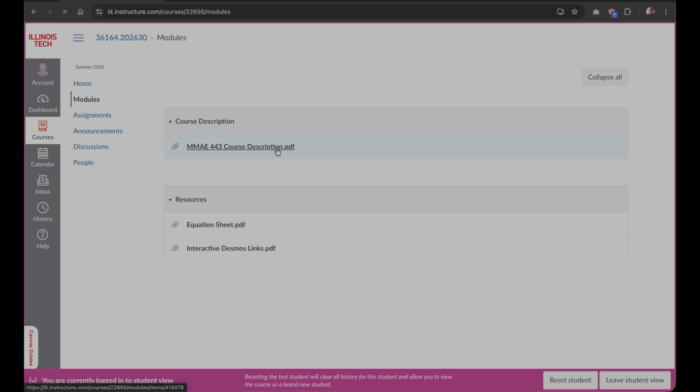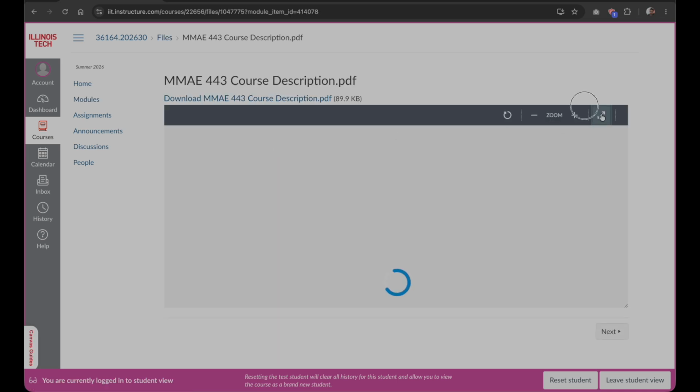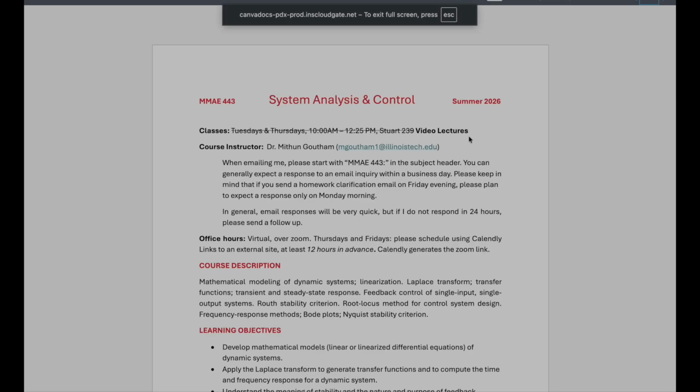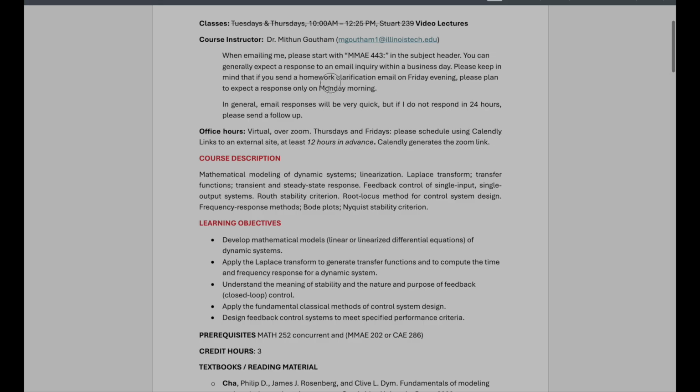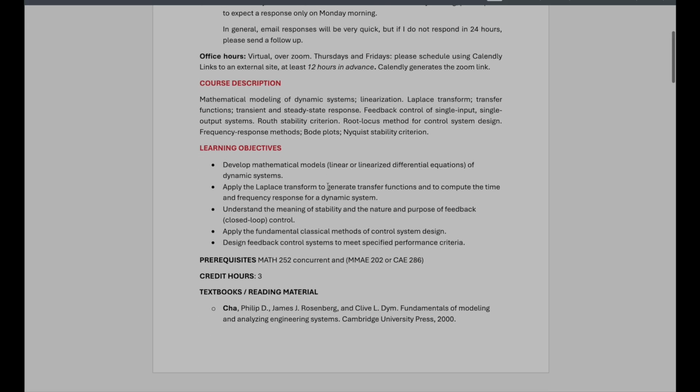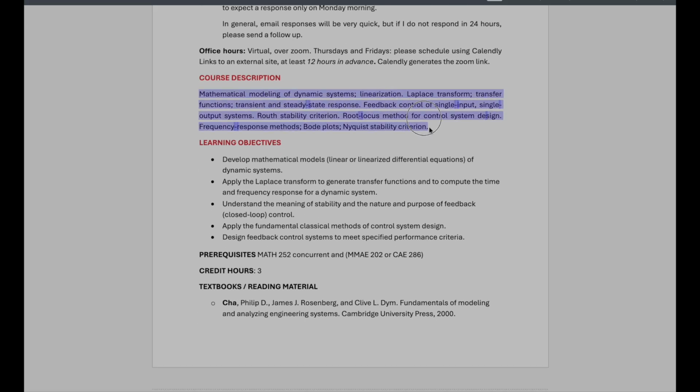With that, let's get into the course description. So as discussed, we're using video lectures instead of the usual class times that were defined. I went over this stuff. I'm not going over the exact details of all of this, but the objectives are to develop mathematical models of dynamic systems. We will be dealing with linear or linearized systems since that is easier to analyze and at an undergraduate level, that's appropriate.